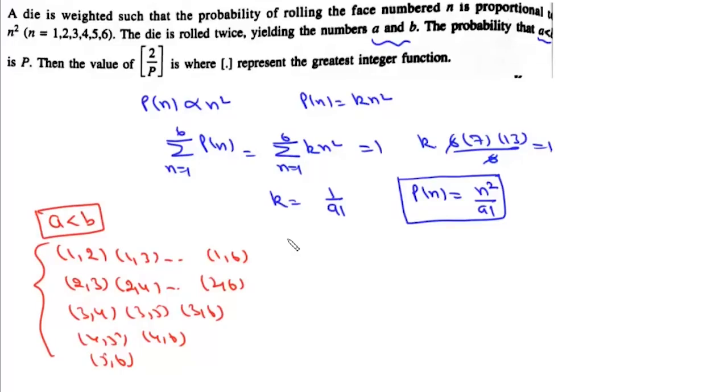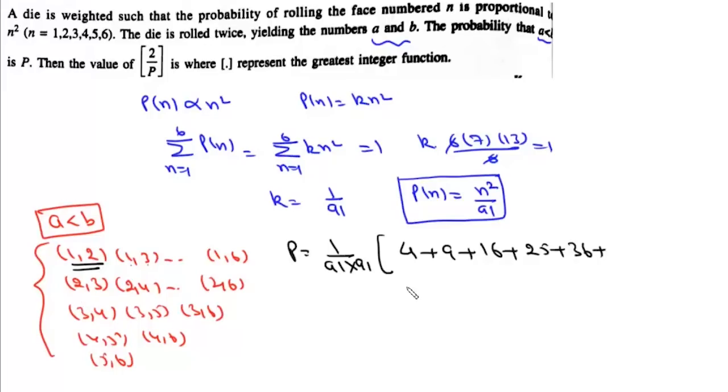Now we'll start writing this probability P. In each term we get 91, so it will be 1 by 91 into 1 by 91. And then for (1,2), it will be 1 square into 2 square, so there will be this 4. Then 1 square into 3 square, 9, 16, 25 and 36. Plus, now here we have 2 square, which is 4, and then 3 square, 4 square, 5 square and 6 square, so there will be 9, 16, 25 and 36.